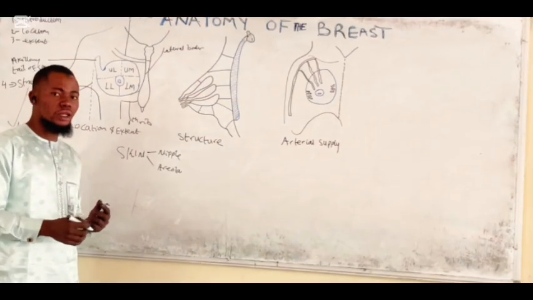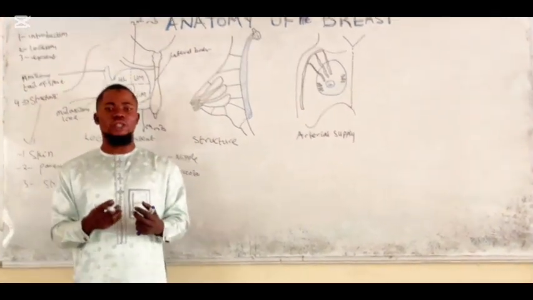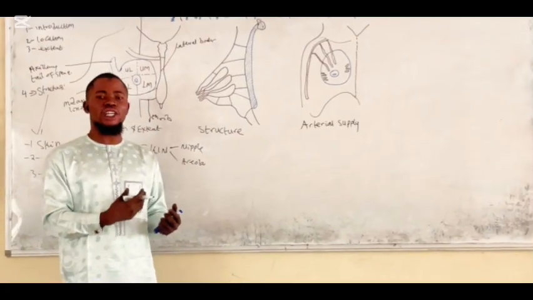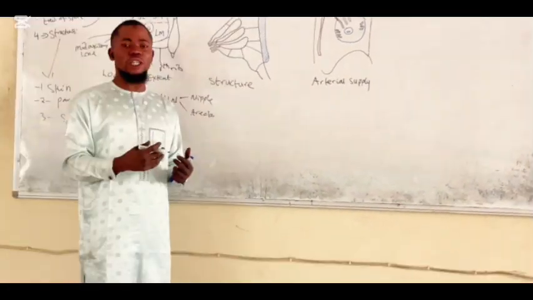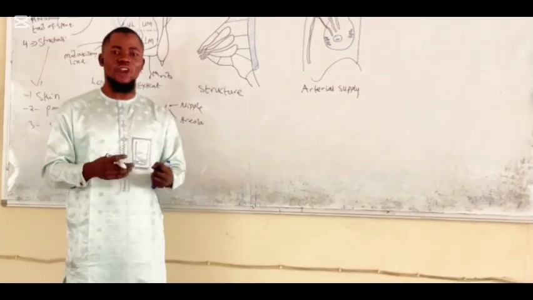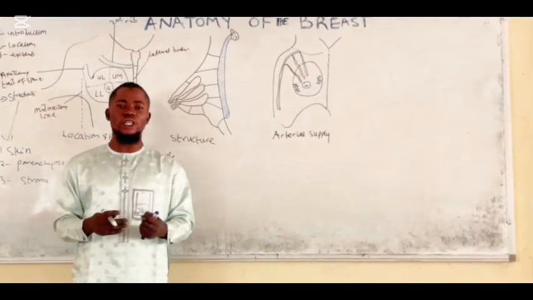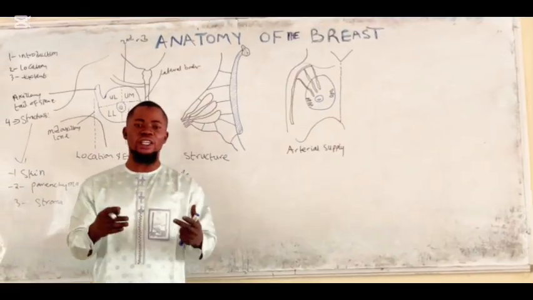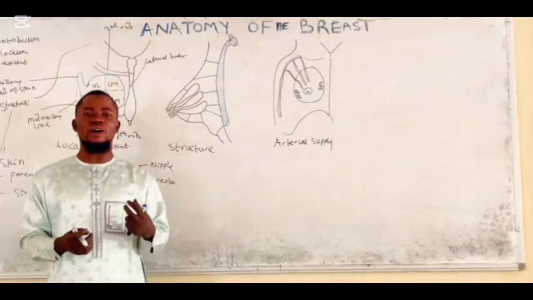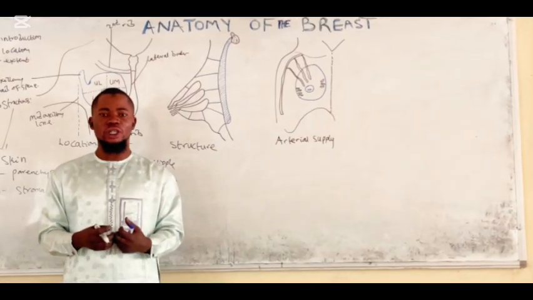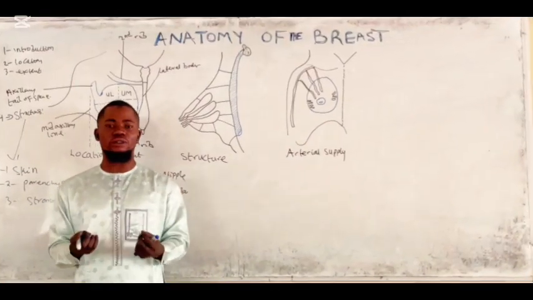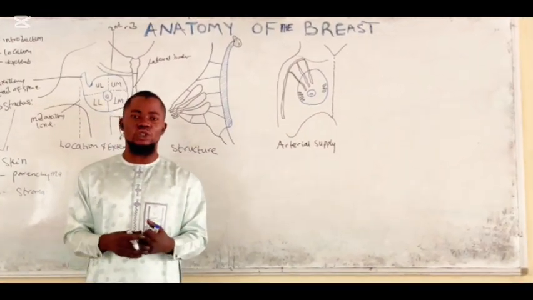The nipple is a conical projection that is situated just below the center of the breast at the level of the 4th intercostal space. The nipple has longitudinal and circular smooth muscles, which allow it to flatten or stiffen. The nipple is also well supplied by nerve endings. In fact, it's the most sensitive part of the breast due to the numerous nerve endings present in it. It is also pierced by 15 to 20 lactiferous ducts, through which the milk is ejected to the exterior.